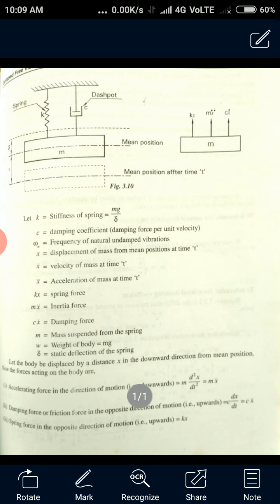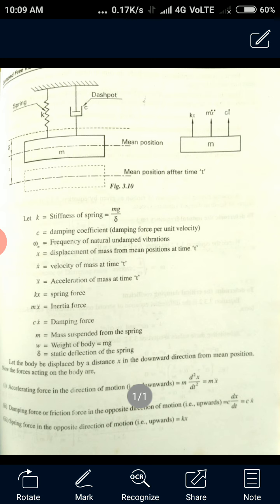When the system is under equilibrium, and you take the mass m and pull it by distance x and release it, the mass m undergoes vibrations. So try to understand what I am saying here. You hold the mass m, pull it down by distance x and release it, and the spring mass system undergoes vibrations.